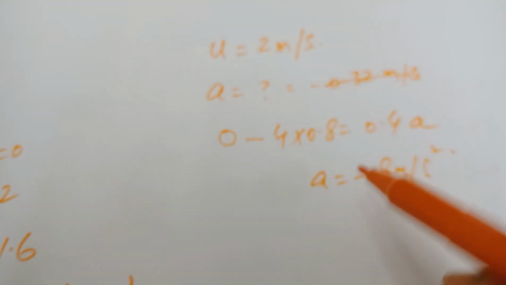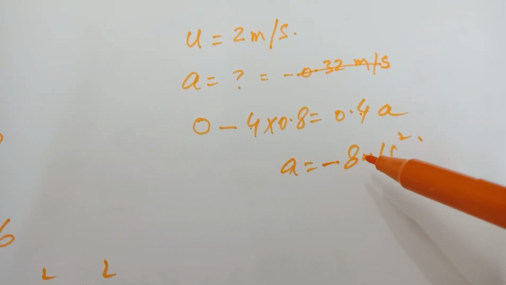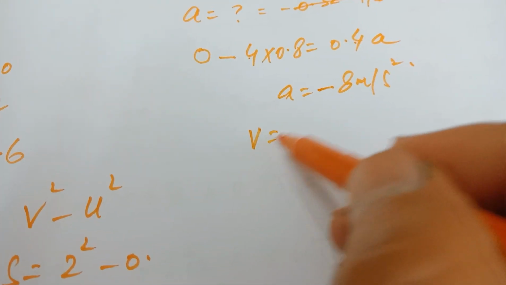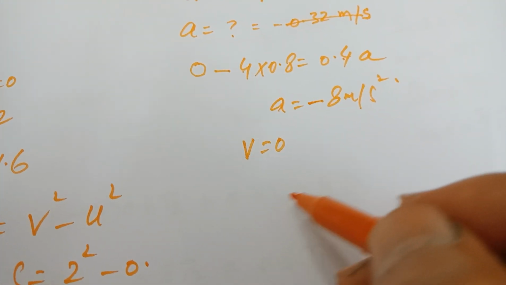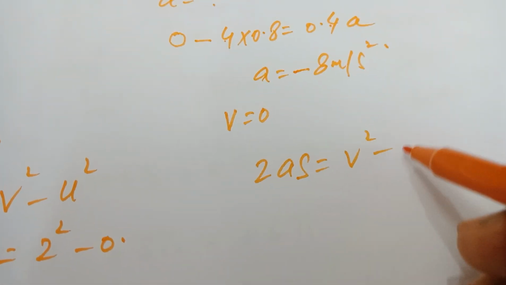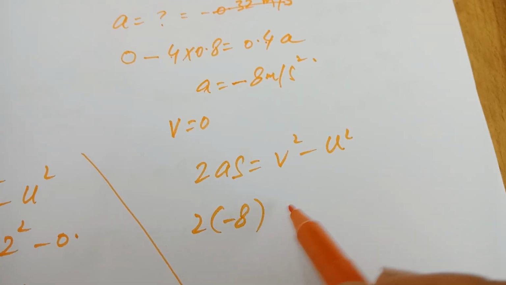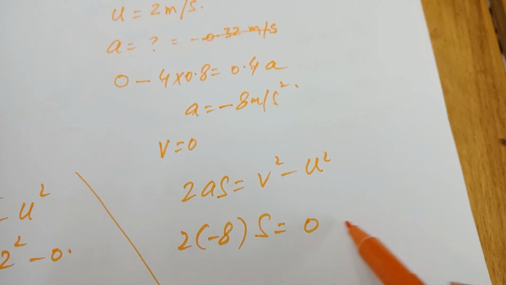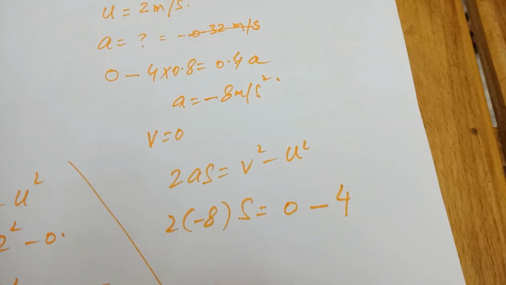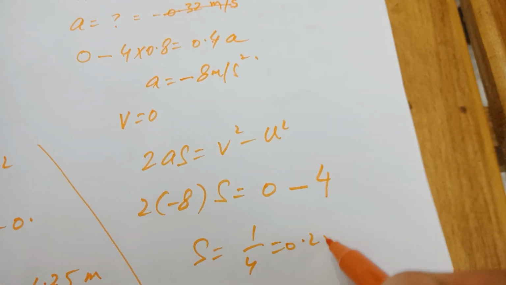Okay, so we have the initial speed 2, and the acceleration has been calculated. So this is basically slowing down. When it reaches the highest position, we have v equal to 0. So now you can find this distance, again using 2as = v square minus u square. So you have 2 into minus 8 into s, equal to 0 minus 2 square, that is 4. So s is equal to 4 over 16, that is 1 over 4, that is 0.25.